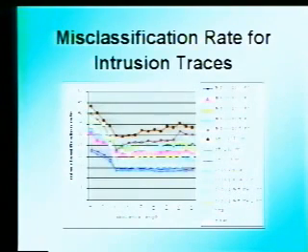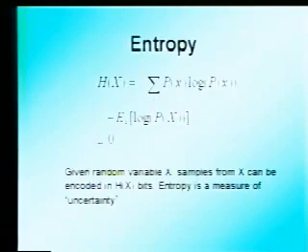So this really proves that using system call sequences, you can distinguish normal and intrusion traces. But like I said, the problem is how to determine the sequence length. So our idea is that we measure the entropy of the data.